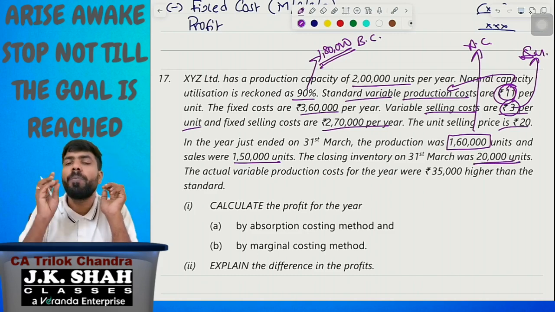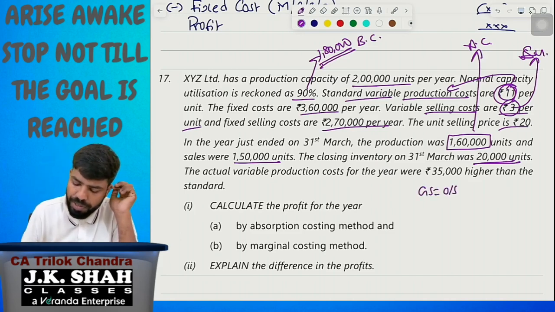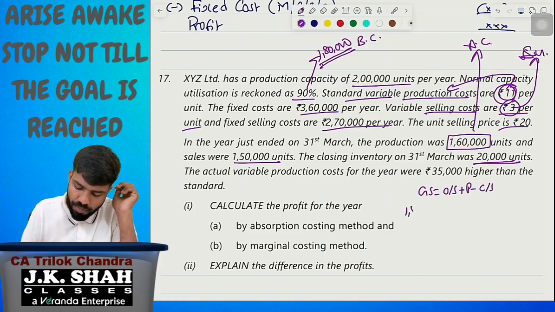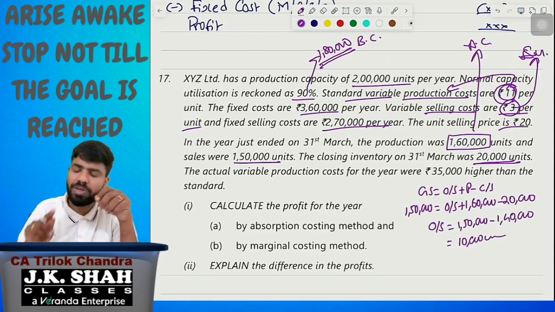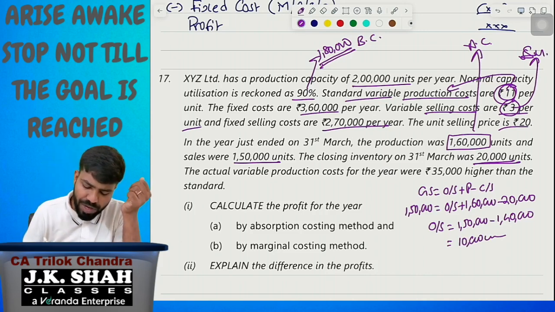What is missing here? Opening stock is missing. We all know that goods sold equal to opening stock plus production minus closing stock. If you use this formula, okay, let me substitute the values. Goods sold, how many units sold? 1,50,000 units sold. Opening stock is, we don't know, plus production is 1,60,000 minus closing stock is 20,000. We will be getting opening stock equal to 1,50,000 minus 1,40,000 is the net value. So we will be getting opening stock 10,000 units. Clear?